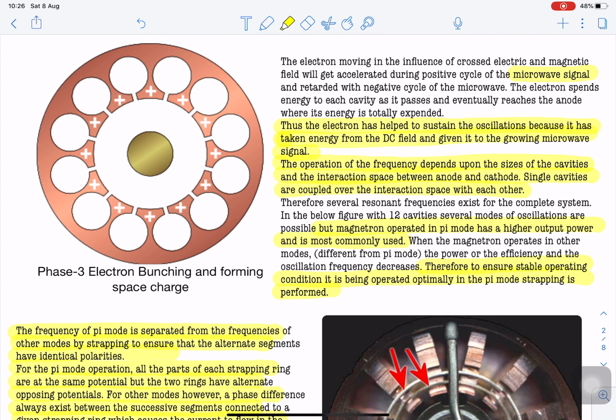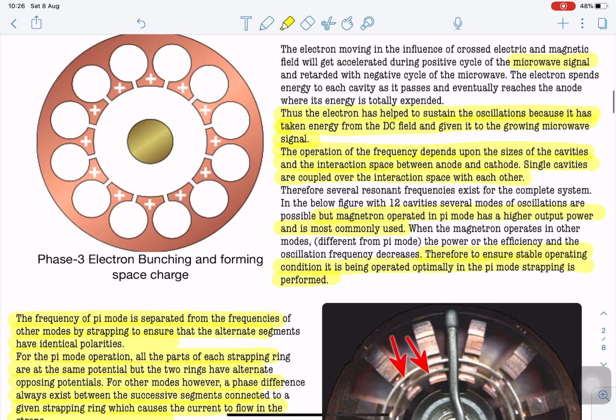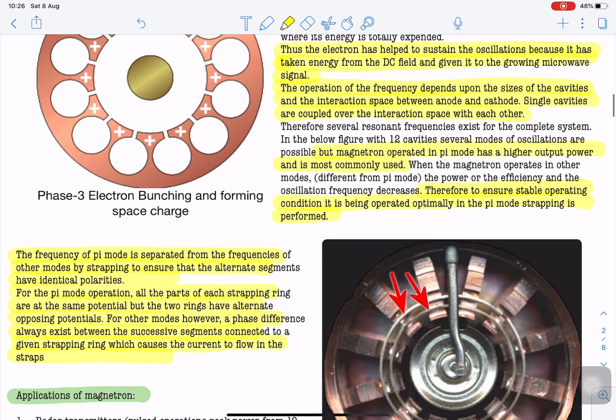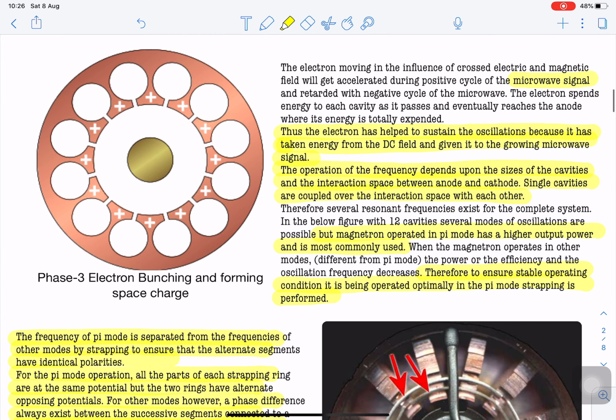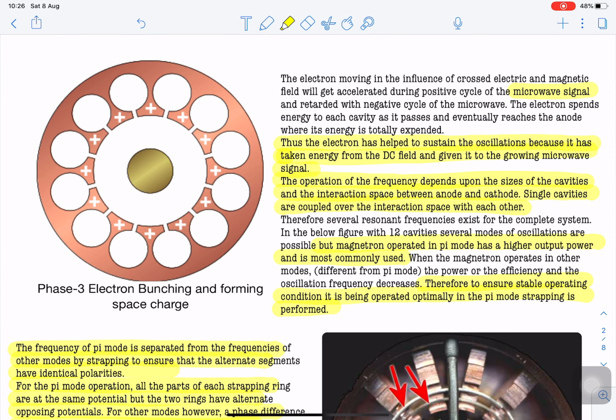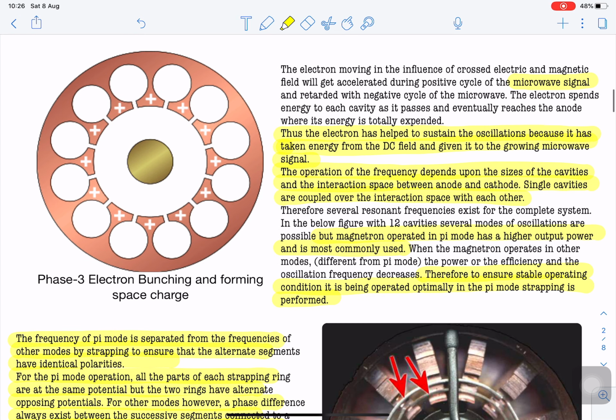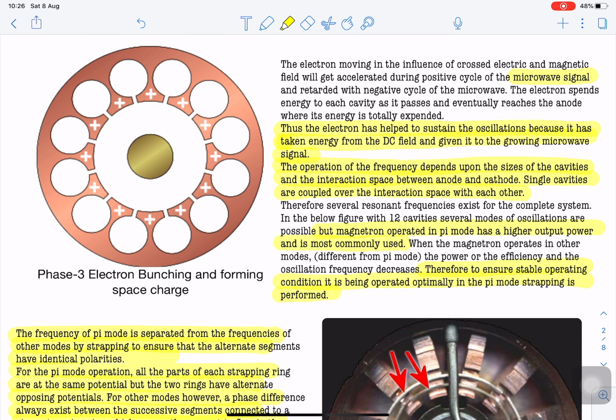But the magnetron is normally operated in the pi mode. Now what is this pi mode? We'll see later on. Pi mode operation of the magnetron will allow us to get a higher output power level, and thus whenever the magnetron is operated, it is operated in its pi mode. We will see this pi mode operation later on.